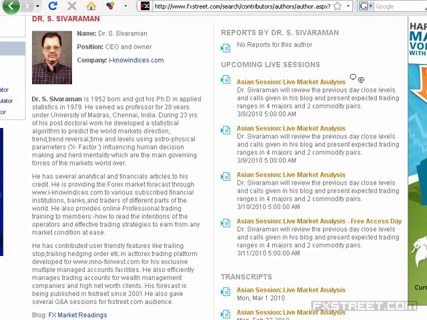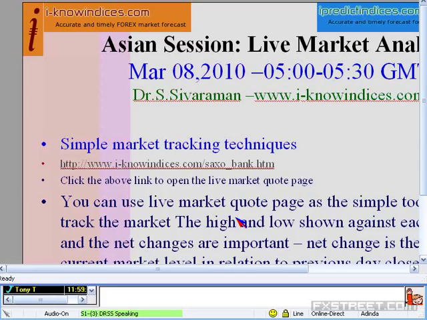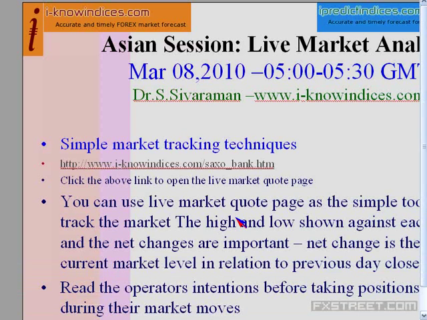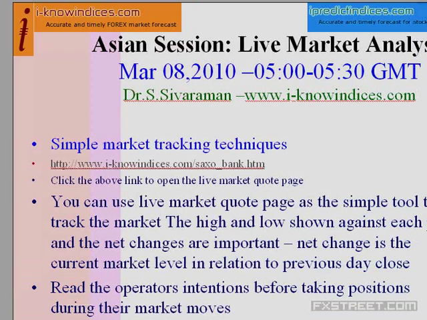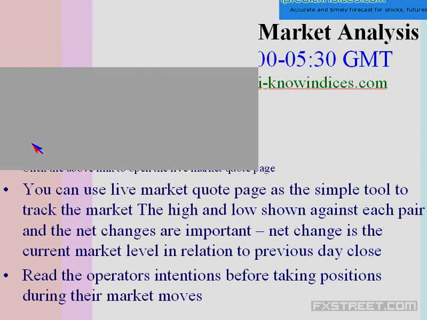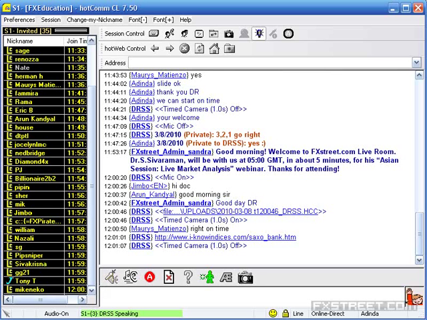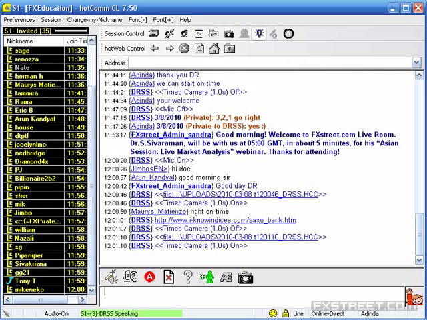We will start the session, the slide presentation. Asian session live market analysis on March 8th between 5 and 5:30 GMT. So we'll be tracking the market using the live market code page. This is a simple tool which can be used effectively to understand how exactly the players intend to move the market. So let me focus the camera over that of the live market code page.